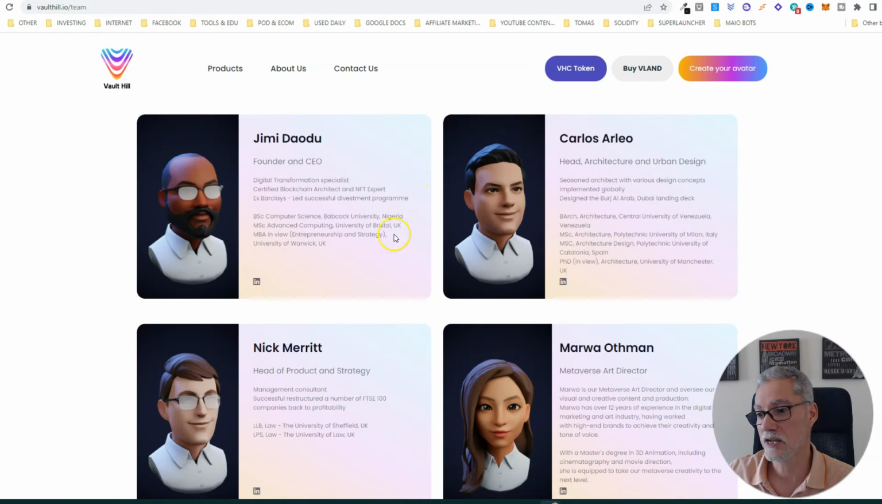So in this specific case, I know Jimmy quite well. He's a very active guy. He's an excellent leader. He is always participating in events, doing presentations about metaverses, about NFTs, about the blockchain. And you want to see this in a team. You want to see them active, very active, promoting and educating their stakeholders.